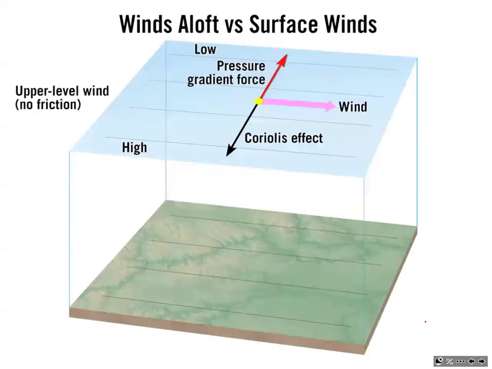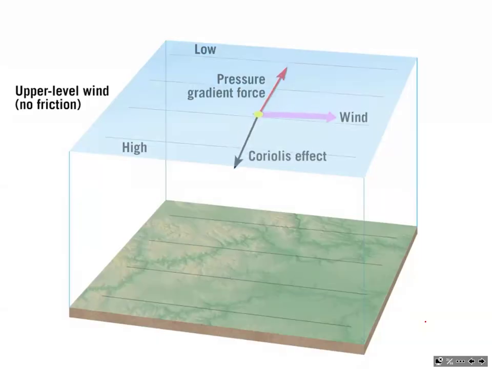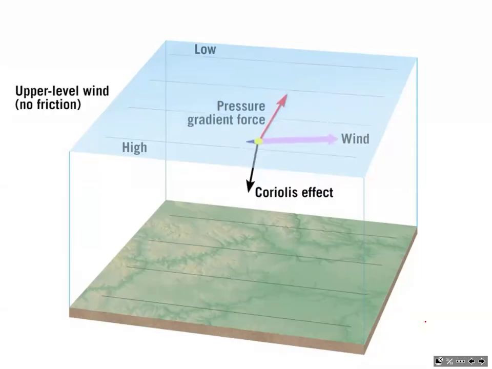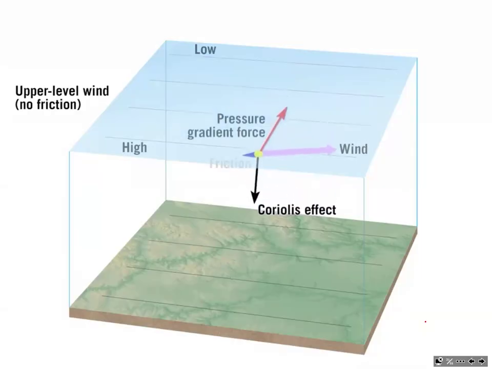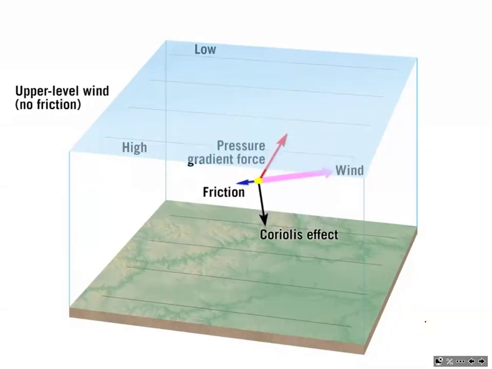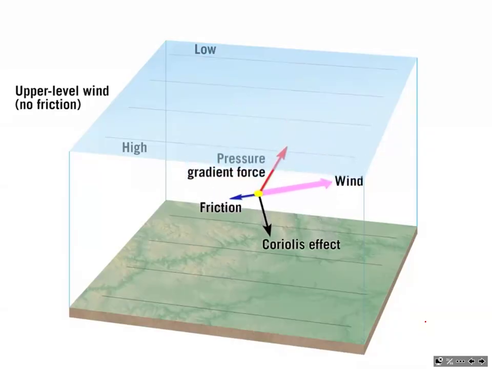So here we have winds aloft versus surface winds. Here we have the high level winds where pressure gradient force is balancing the Coriolis effect. There's no friction. They end up parallel to the isobars. And then as you move down, friction starts to kick in. The wind gets slower, and the pressure gradient force is balanced by a mixture of friction and the Coriolis effect. So the wind gets closer and closer to the direction of the pressure gradient force.